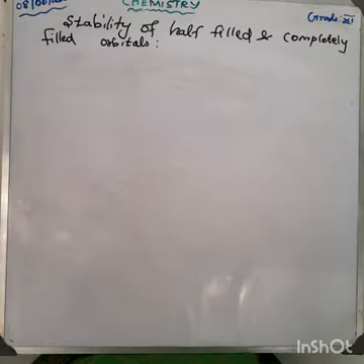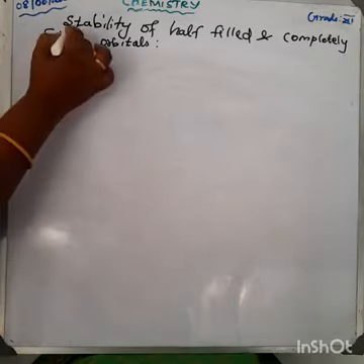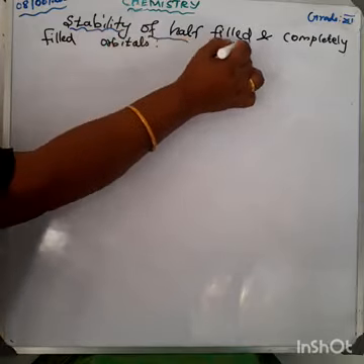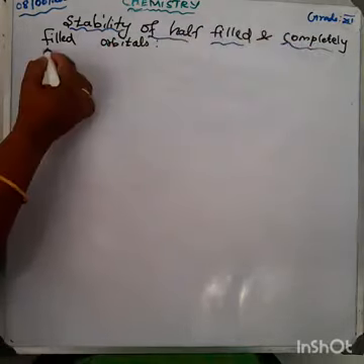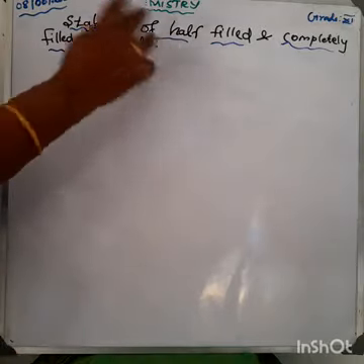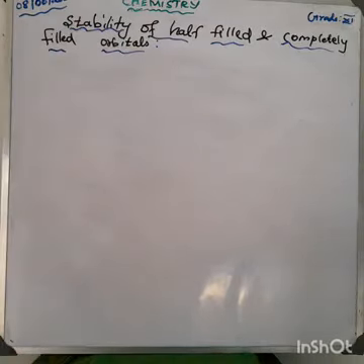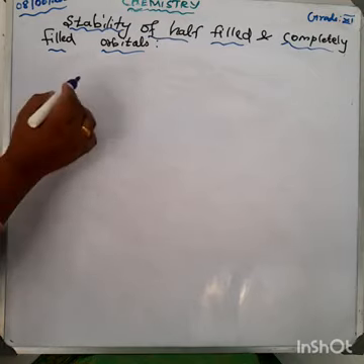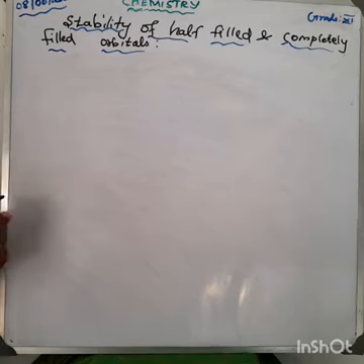Today we are going to study the stability of half-filled and completely filled orbitals. As we know, half-filled or completely filled orbitals are more stable than partially filled orbitals. Do you know about half-filled, completely filled, or partially filled orbitals?